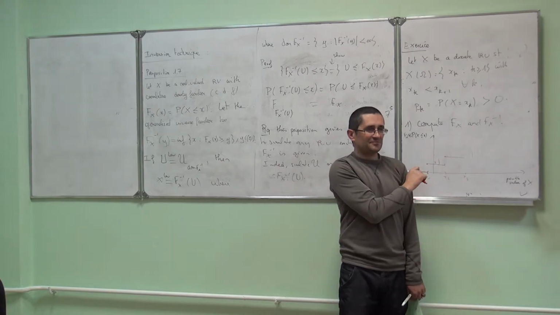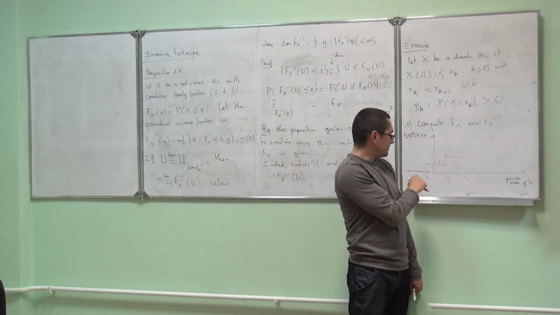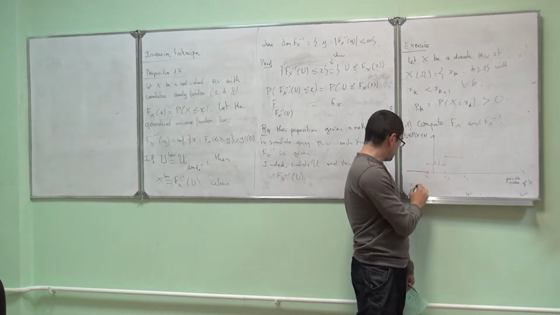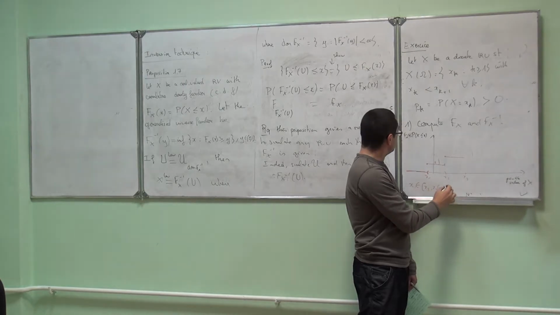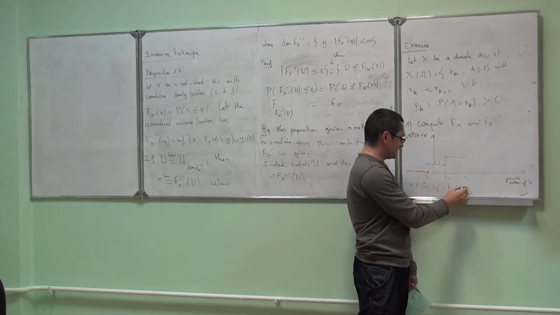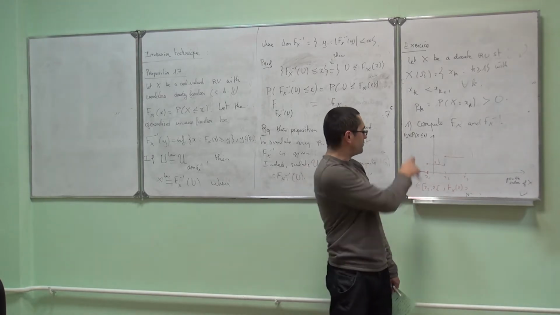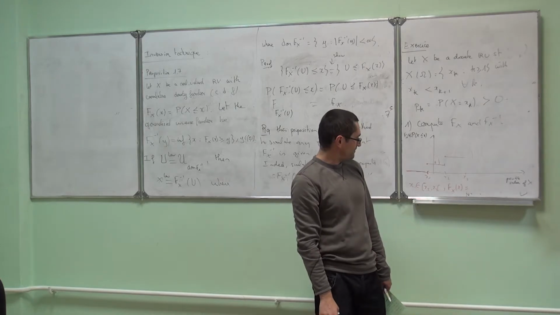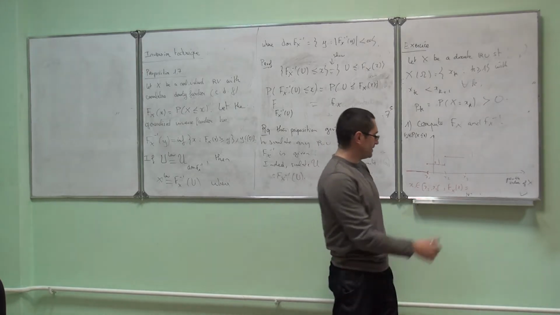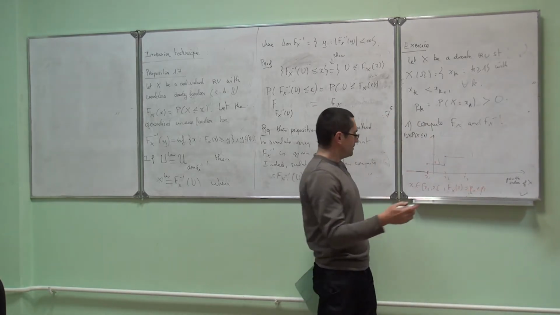What is this probability? I mean, when x is between x2 and x3, what is Fx(x)? Yes, p1 plus p2. Okay? Etc.